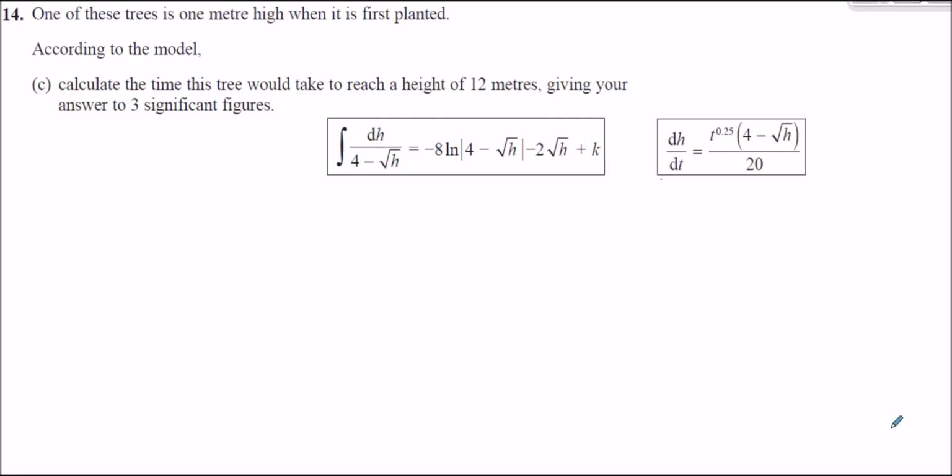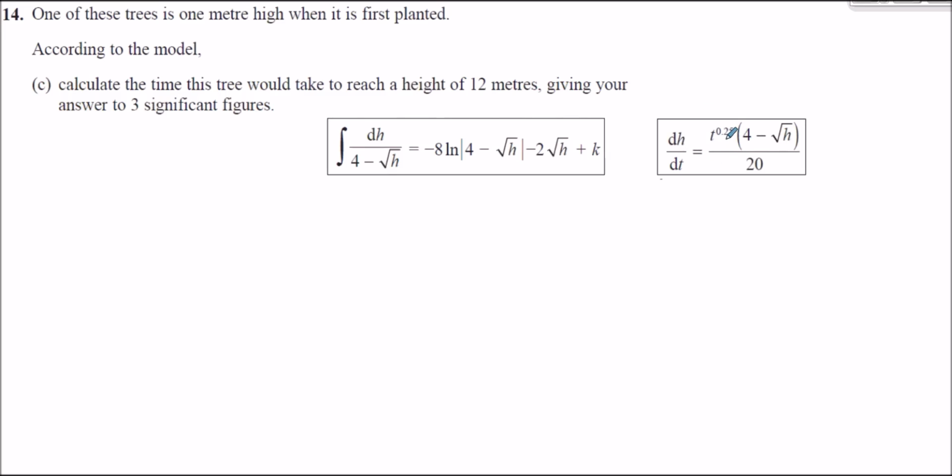14c, one of these trees was 1 meter high when it was first planted. So according to the model for part C, we need to calculate the time this tree would take to reach a height of 12 meters, giving our answer correct to 3 significant figures. I've just screenshotted here some of the key results we'll need to help answer this part C of the question. So we're going to start here. dh by dt equals this expression.